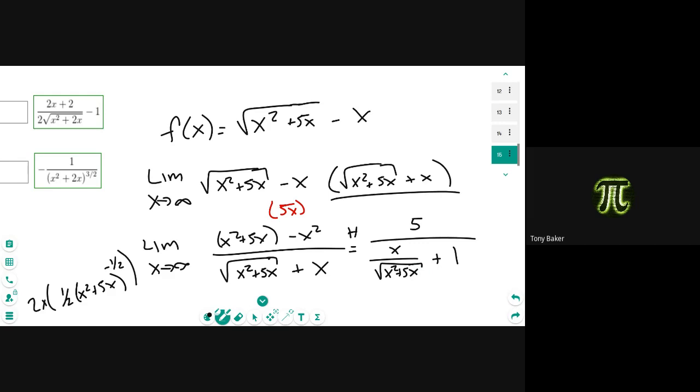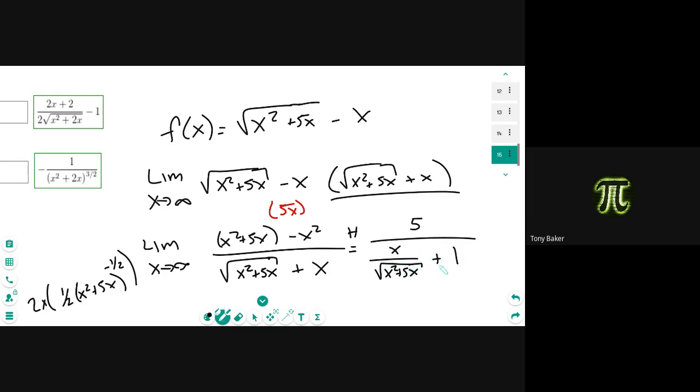All right, so 5 over... It's like infinity over infinity, right? So is it just 5 over 2 or no? Or wait, no, infinity over infinity, does that become 1 or no? Then you plug in infinity, right? Yeah.